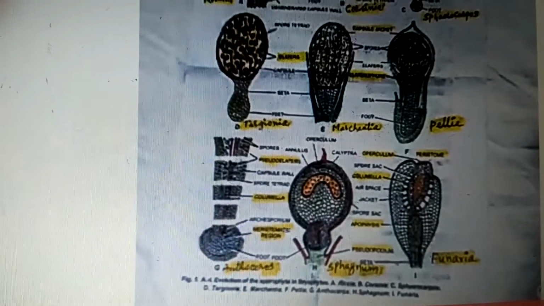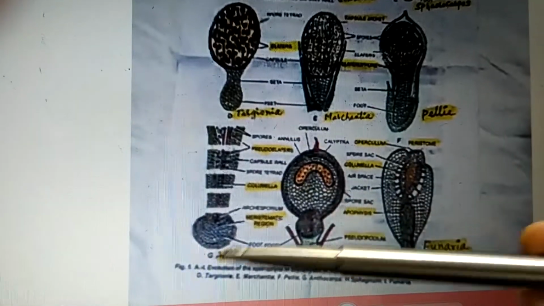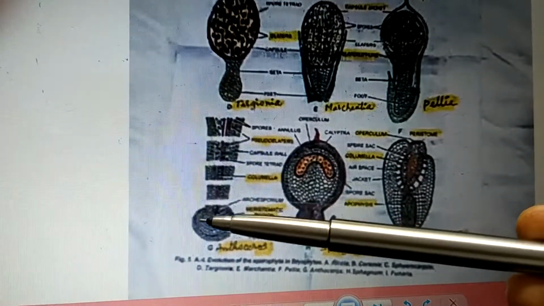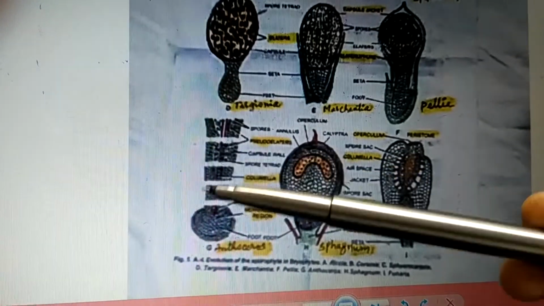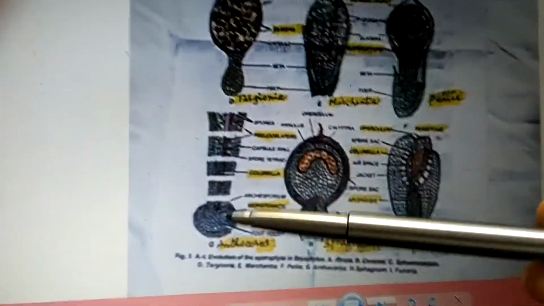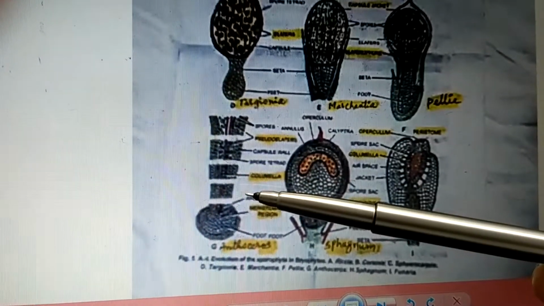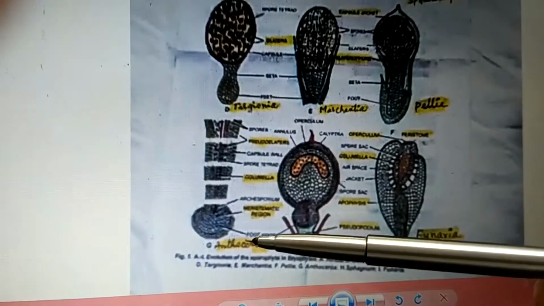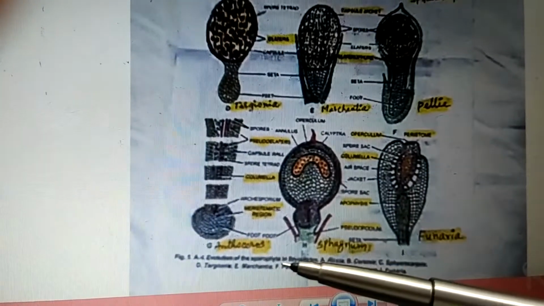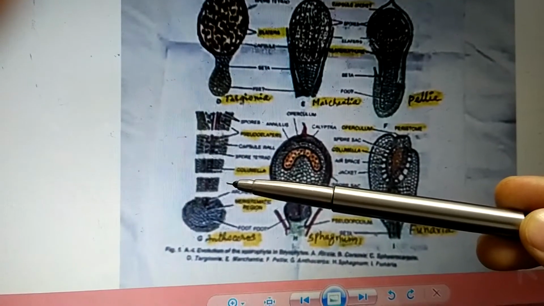Now concentrating on the sterility in Anthoceros, we have elaters which are sterile in nature, we have the columella which is sterile, and we have this capsule layer which is 5 to 6 layers thick, that is even sterile in nature. The globous foot is sterile, the meristematic tissue is sterile. So the percentage of sterile tissue reaches a peak in Anthoceros.